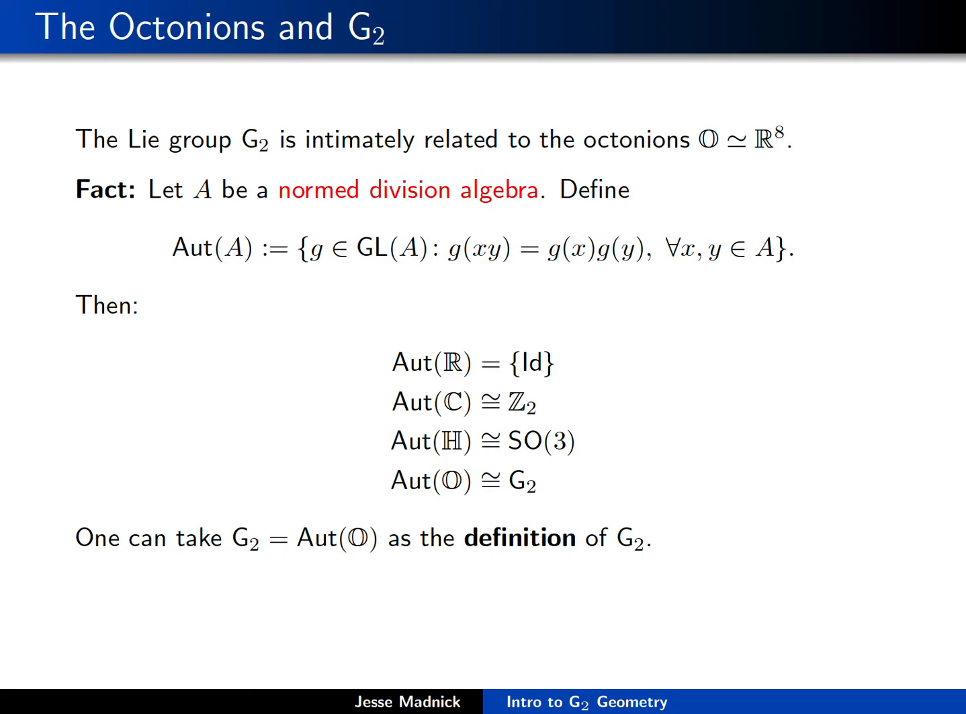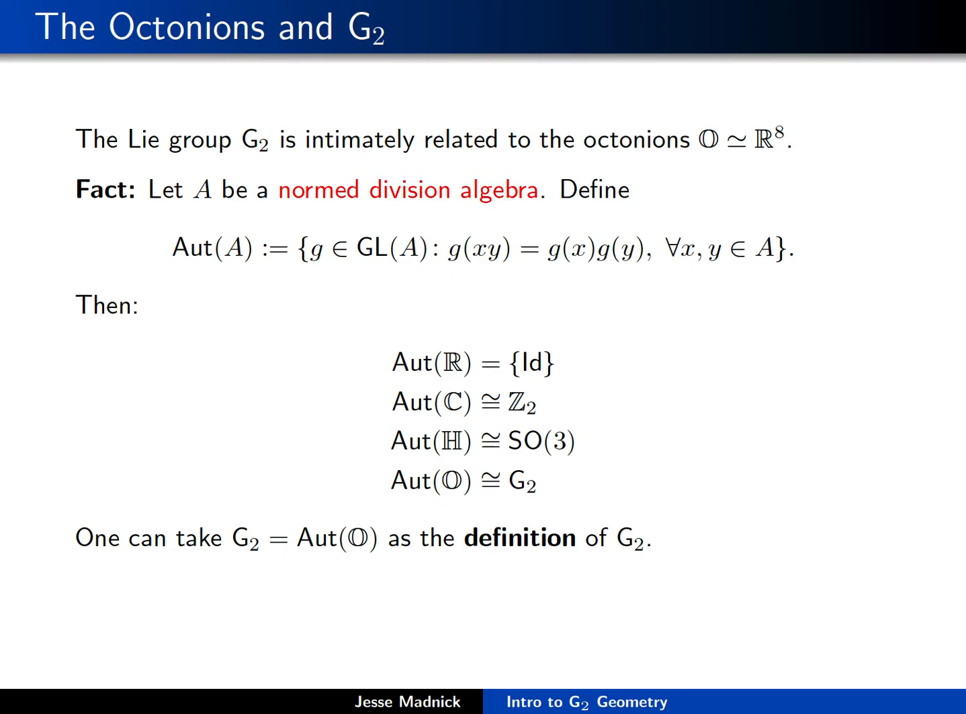And consider its automorphism group, the set of invertible linear maps that preserve multiplication. Then the automorphism group of the real numbers is just the identity. That of the complex numbers is Z mod 2. The quaternions is SO(3). But the automorphism group of the Octonions is exactly the compact exceptional Lie group G2. So if you like, you can take this as the definition of G2. Okay, G2 as the automorphism group of the Octonions.